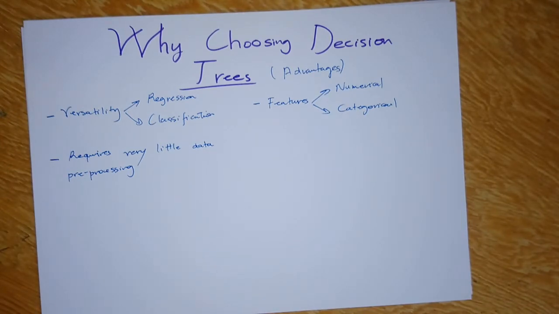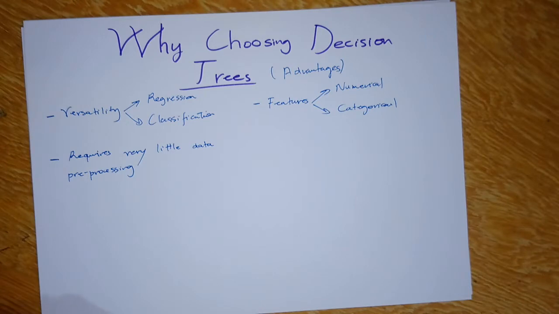But they do require, however, some data pre-processing. For example, before training your tree, you need to make sure that the classes are balanced. I will talk about that later in the video on the disadvantages of decision trees, because when the classes are not balanced, then you have a problem of bias. I will talk about that in another video.